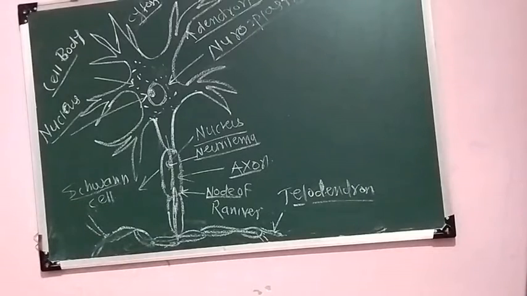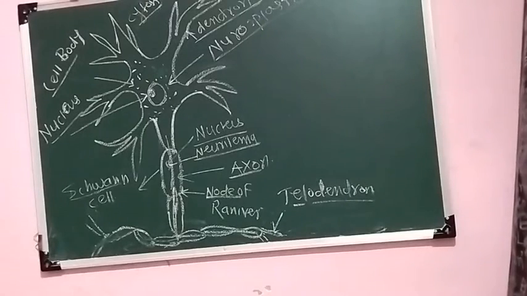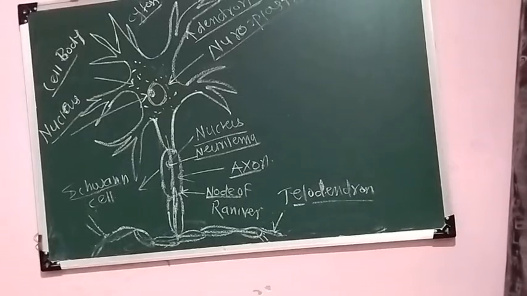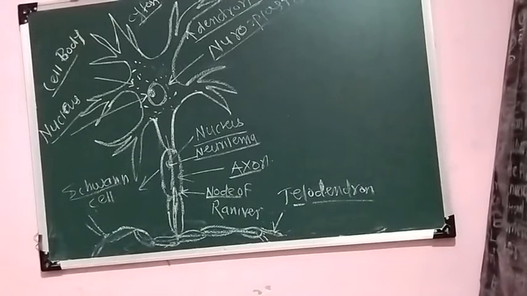Okay, Ranvier. Then the neurilemma surrounds the axon. The impulse is conducted at a faster rate in such nerve fibers because it jumps from one node to the next. Such transmission of impulse is called as a saltatory conduction. This transmission of impulse from one node to another one is called as a saltatory conduction. Myelin sheath prevents the loss of impulse during the conduction. Cranial nerves of vertebrates are myelinated.